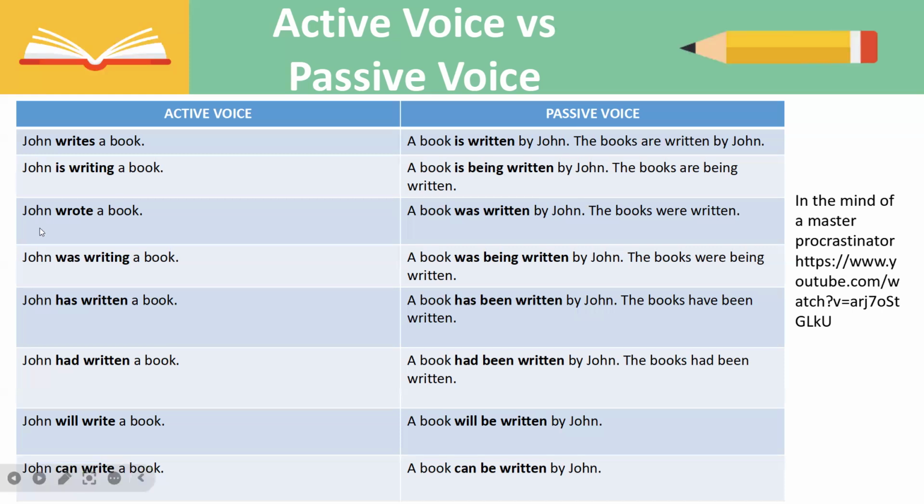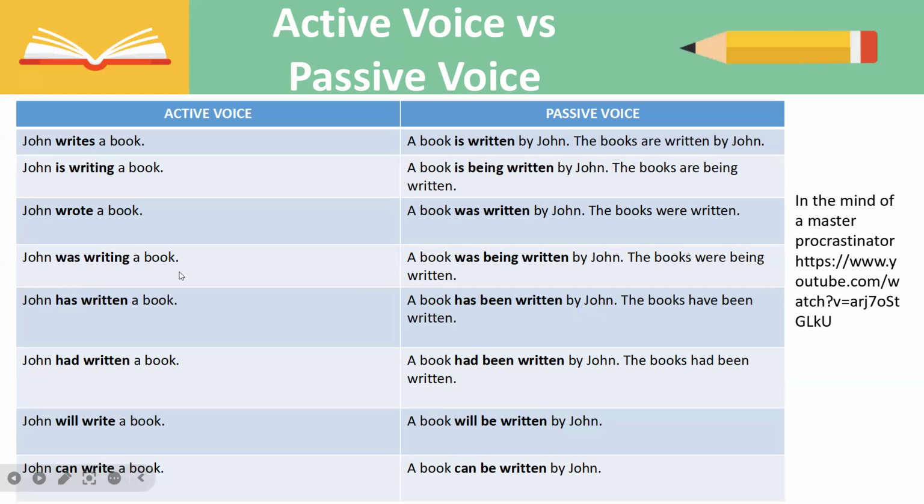Perfect. Let's move on to the simple past tense. John wrote a book. A book, since this is the past tense, we have to put the verb to be in the simple past as well, which can be was or were. A book is singular, so let's use was. A book was, and then the past participle is written by John.